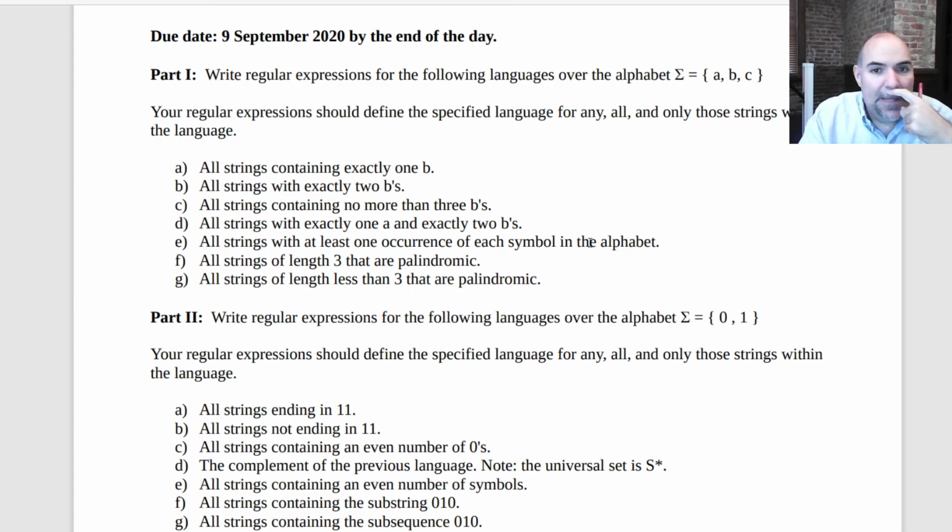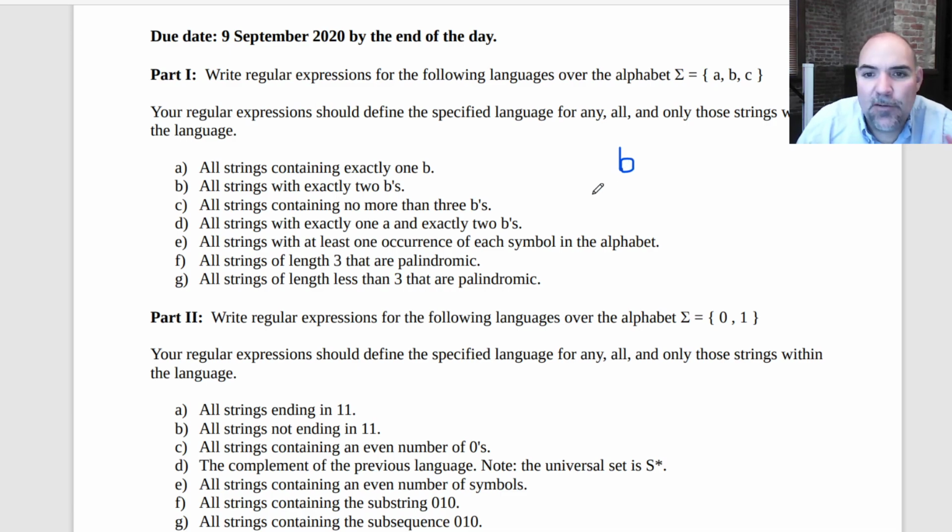Now, let's go ahead and look at this first one. I'm going to do the first one, so everybody should get at least one of these right. On this first one, all strings containing exactly 1 B, what does that actually mean? Notice that the alphabet is A, B, and C. Your first thought might be, well, I'll just write a B, and that'll be my answer. So maybe something like that.